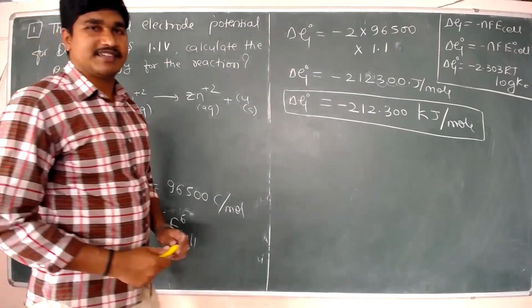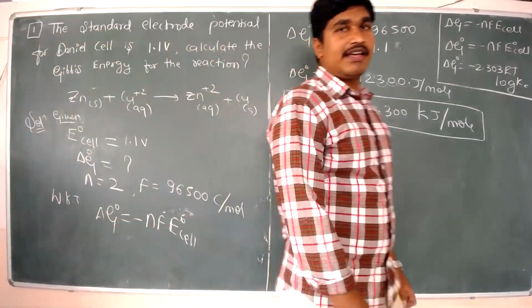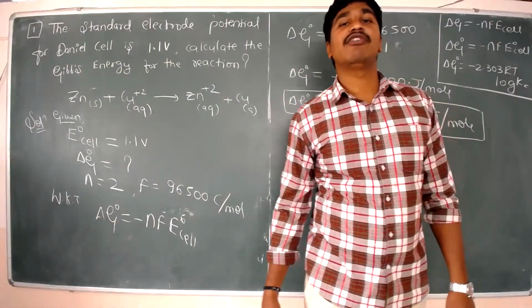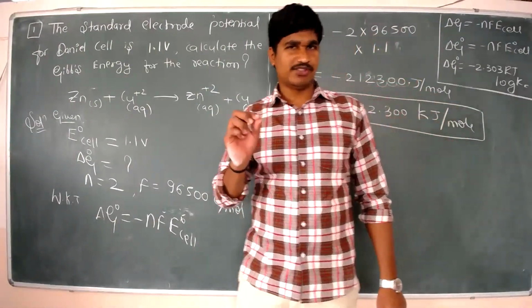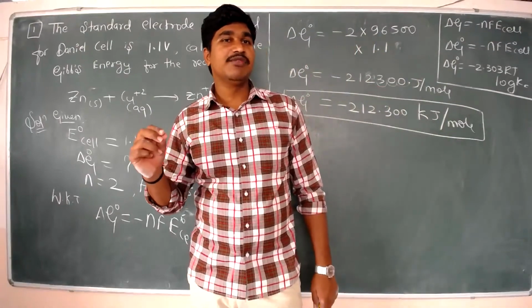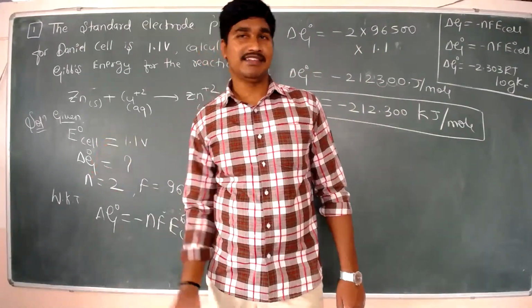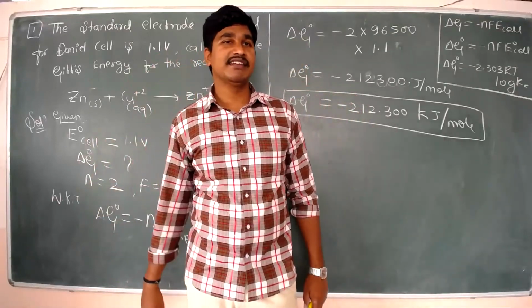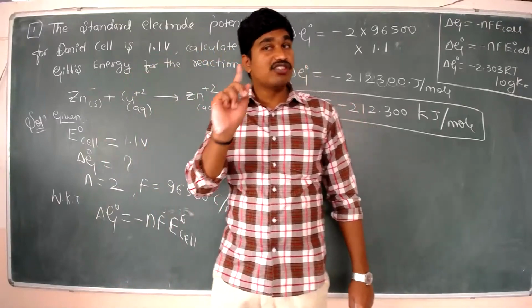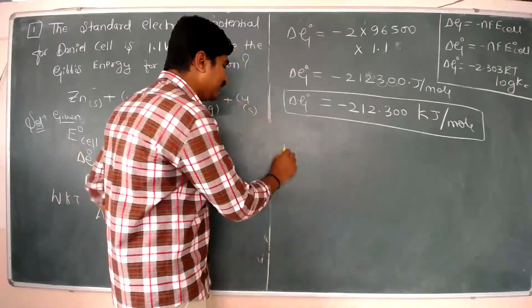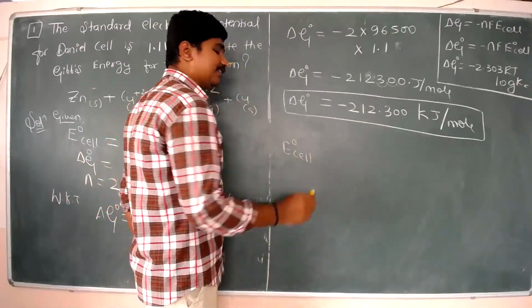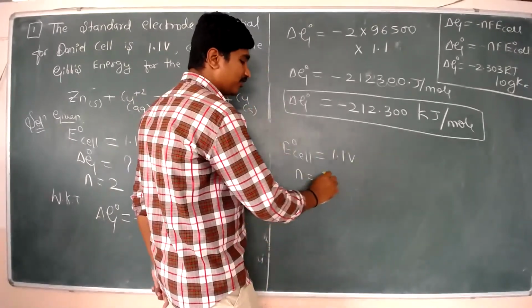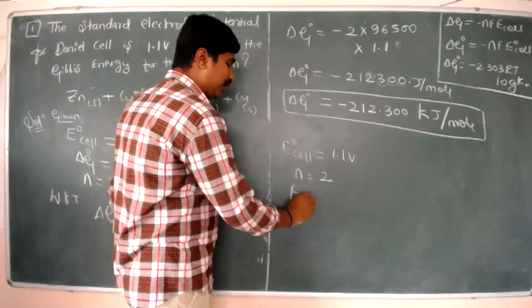In some competitive exams like NEET, they will ask, calculate the delta G value or delta G naught value or change in Gibbs energy value for the Daniel cell. They will ask only this much. Calculate the change in Gibbs free energy value for the Daniel cell. They won't give any data. Then you have to remember that for the Daniel cell, E naught cell value is fixed. How much is it? 1.1 volt. Just remember, for the Daniel cell, E naught cell value is fixed, 1.1 volt. N value is fixed. How much is it? 2.